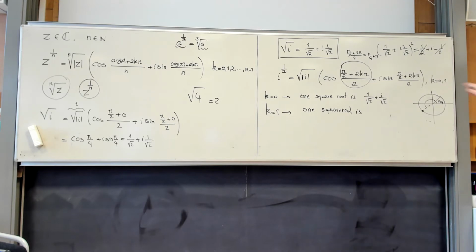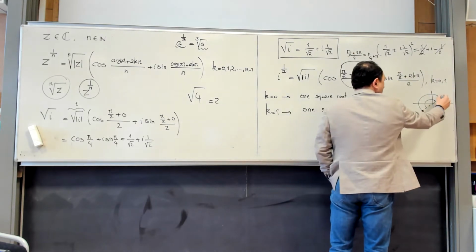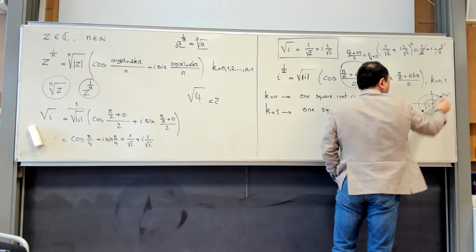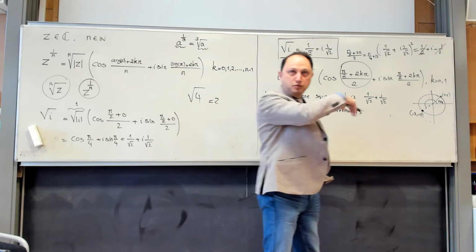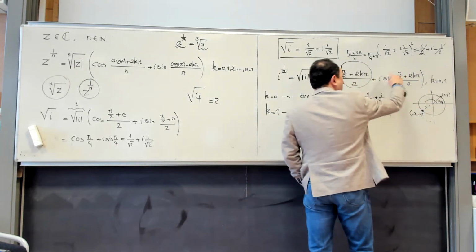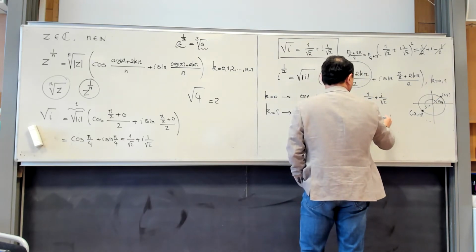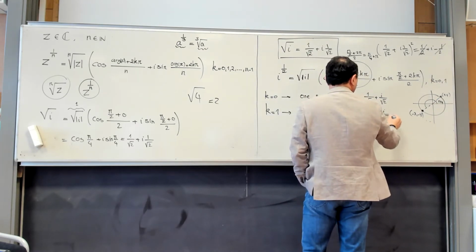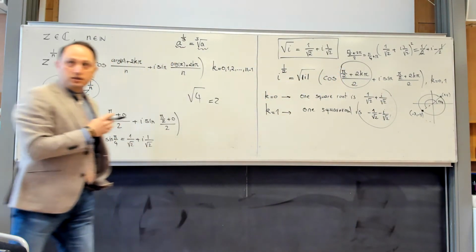So the other one would be pi over 4 plus pi, so it would be here. Do you agree if the coordinates are x and y here, the coordinates are minus x and minus y here? So it means the cosine would be negative of this cosine, the sine would be negative of this sine. So it is clear it becomes minus 1 over square root of 2 minus i over square root of 2. So these are two square roots. Yes, is that clear?